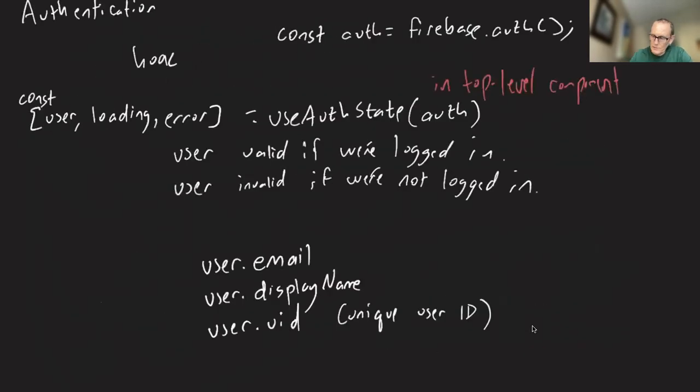The last thing to talk about is how to actually log out. In order to log out, you just need to call auth.signOut. That's going to, again, cause your main application's use auth state to be re-evaluated. So your top level component is going to be re-rendered. Use auth state is now going to return an invalid user. That's all there is really to authentication. Next, we're going to talk about authorization.